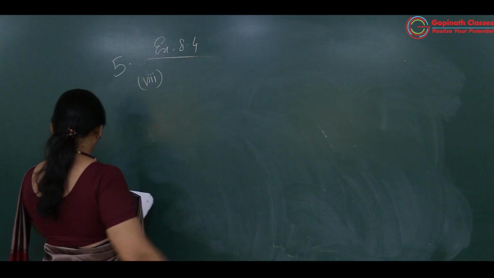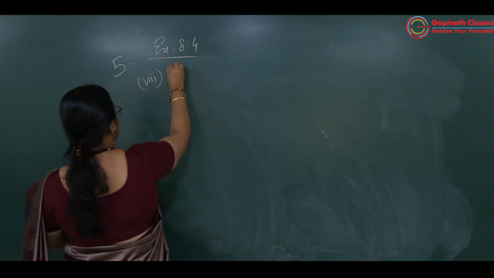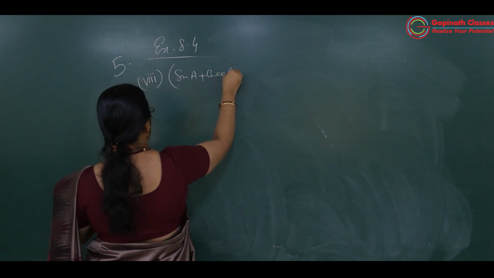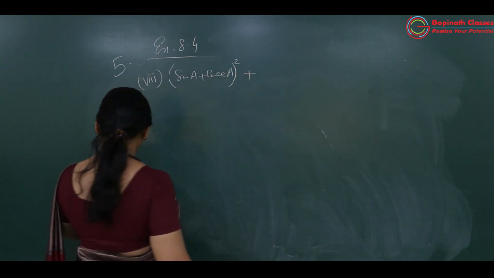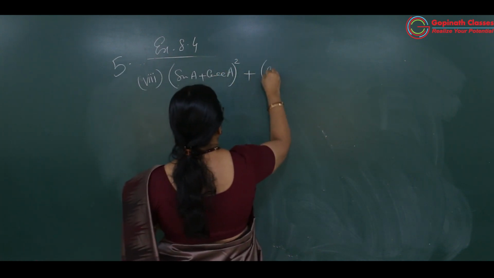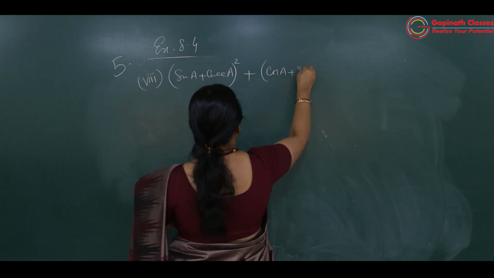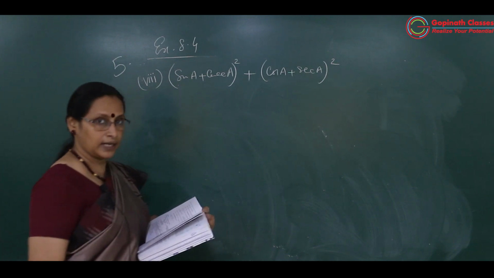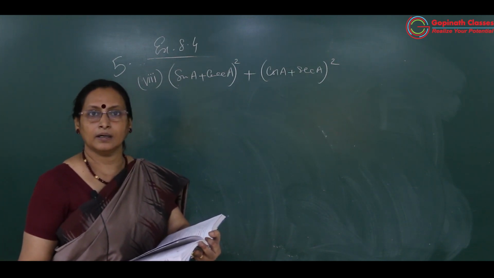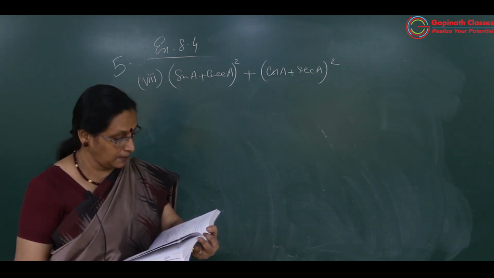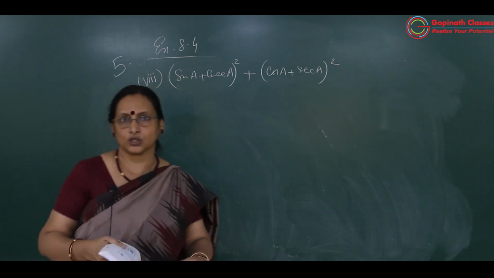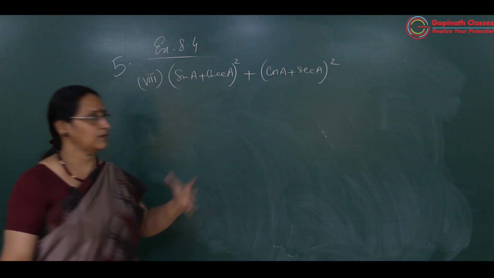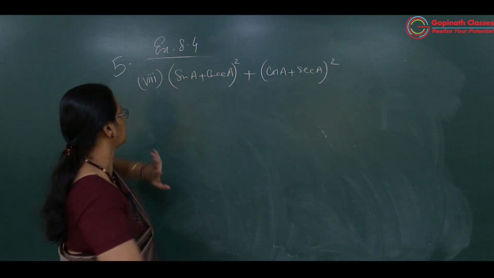5th main question, 8th. It is given (sin A + cosec A) the whole square plus (cos A + sec A) the whole square. You have to prove the right side, see carefully, 7 plus tan square A plus cot square A. Let's see from where that 7 and tan square A and cot square A will appear. We have only this much in the LHS.